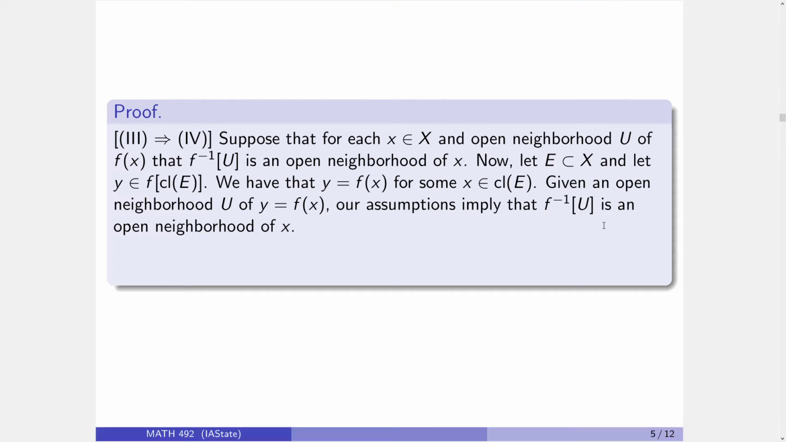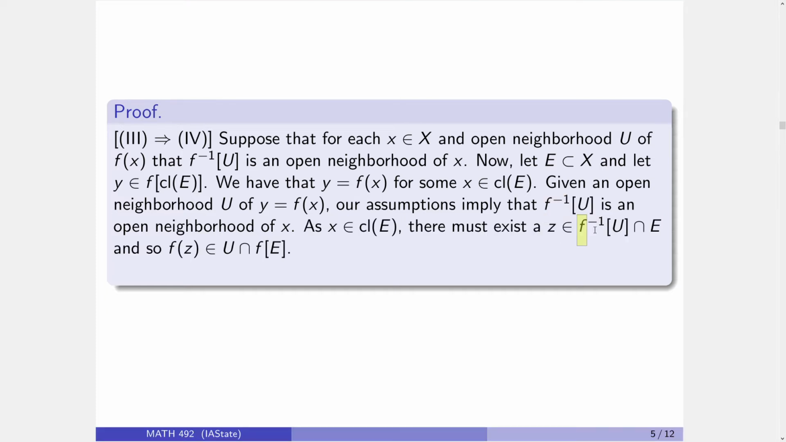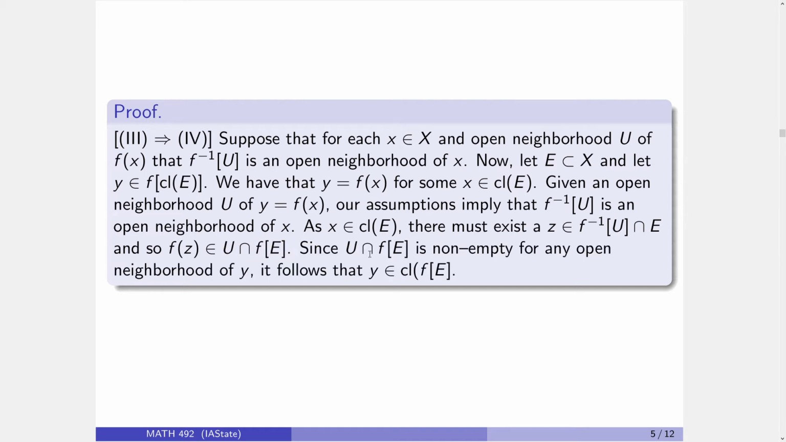Right, this is an open neighborhood of X, and X is in the closure, so this intersection is not empty. Now, since Z is in the set, that means Z is in this set here, right? So f of Z must be in Z, and since Z is in E, f of Z is in f of E. Now, this means that U intersect f(E) is always non-empty. And that's true for any open neighborhood you choose of Y.